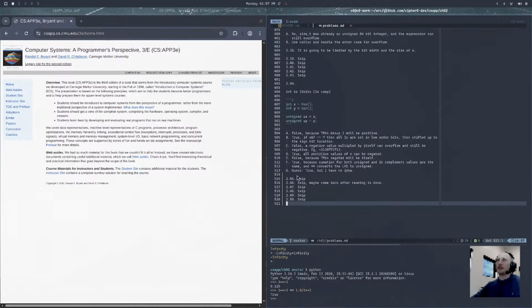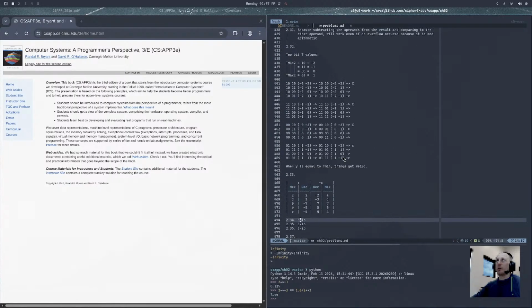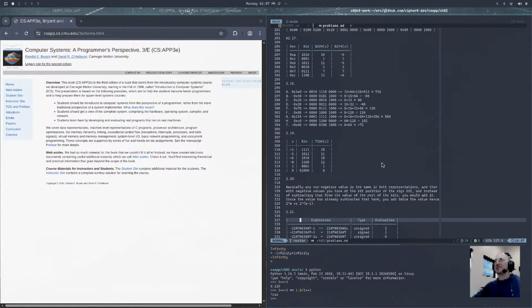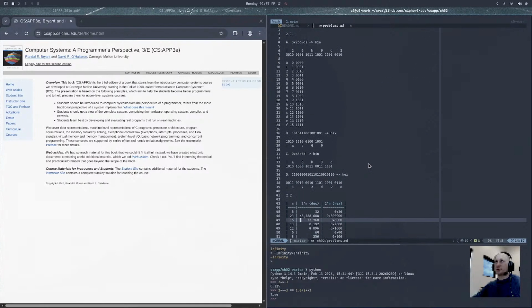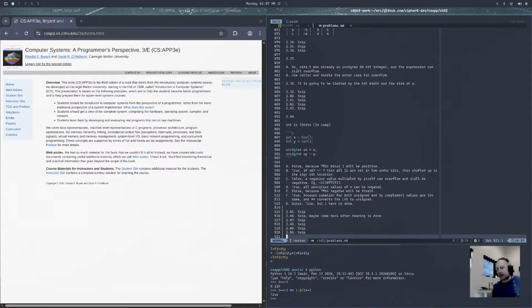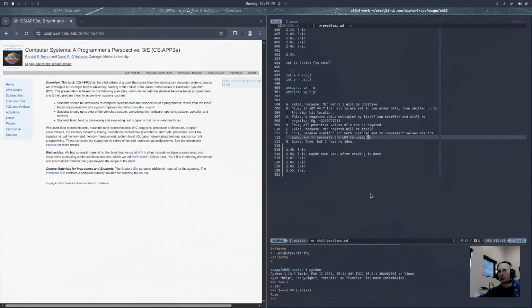I did all these. Seriously, I did a lot of problems here, just on different representations of two's complement, unsigned, a bunch of different stuff. And then I've been watching the lectures too. They have the lectures online as well, so I've been going over those.